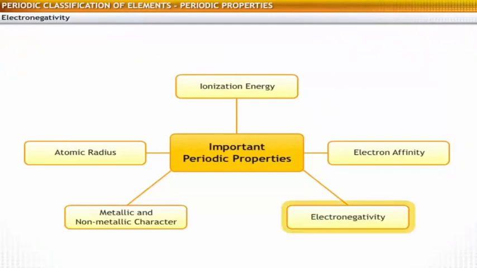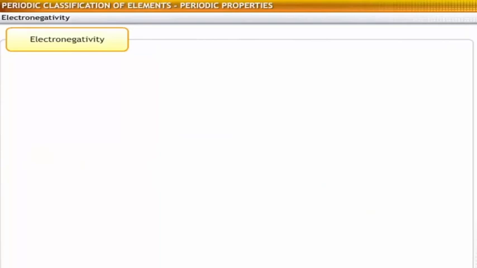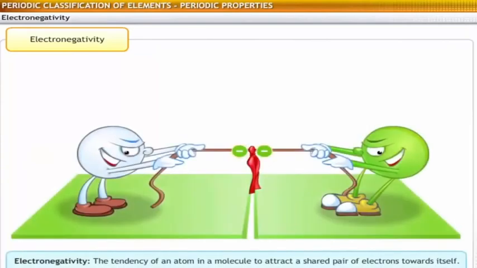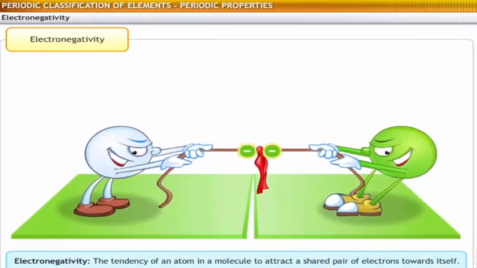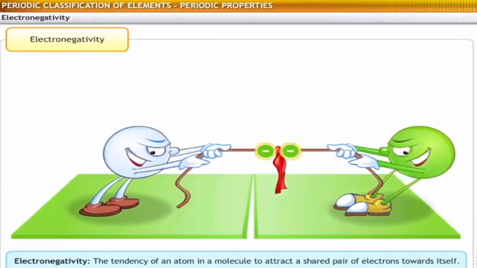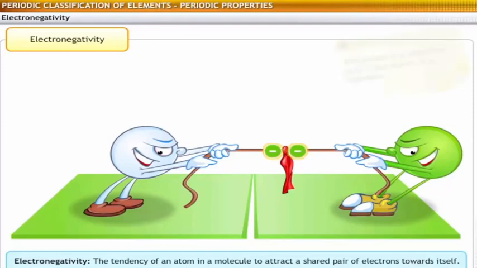Let us now talk about electronegativity, the fourth important periodic property. Electronegativity is defined as the tendency of a bonded atom to attract the shared electron pair towards itself in a molecule. Note that this property is observed only in the atoms in a molecule.